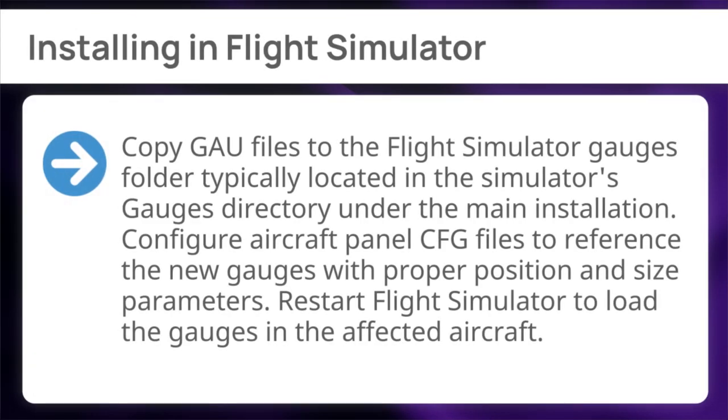Copy GAU files to the Flight Simulator Gauges folder, typically located in the Simulator's Gauges directory under the main installation. Configure aircraft panel CFG files to reference the new gauges with proper position and size parameters. Restart Flight Simulator to load the gauges in the affected aircraft.